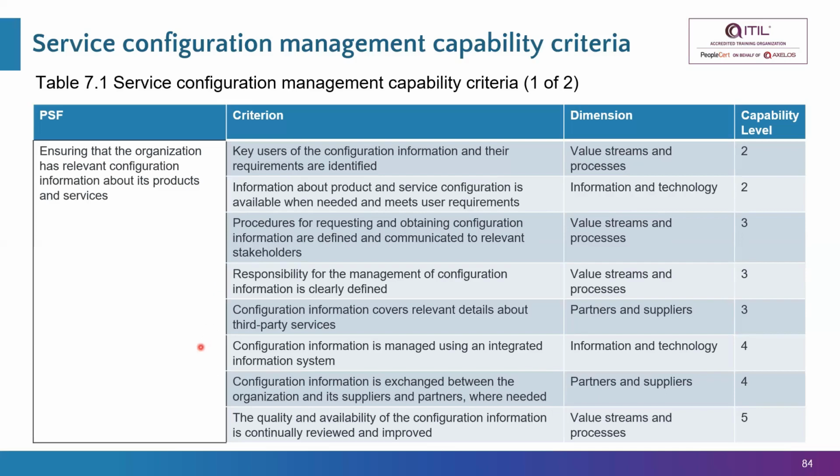At level 4, we have 2 entries. The configuration information is managed using an integrated information system. So the word integration comes in. And configuration information is exchanged between the organization and its suppliers and partners where needed, again at level 4. And the quality and availability of the configuration information is continually reviewed and improved, which is at level 5.